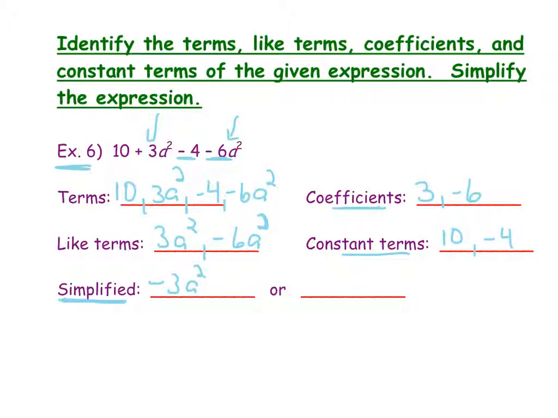And then we're going to combine the constant terms. So here we have a 10 plus a negative 4, which makes positive 6. The other way we can write this is we can move these terms around, and we could put the positive 6 in front and the negative 3a squared behind. And then the negative 3a squared looks like subtraction.